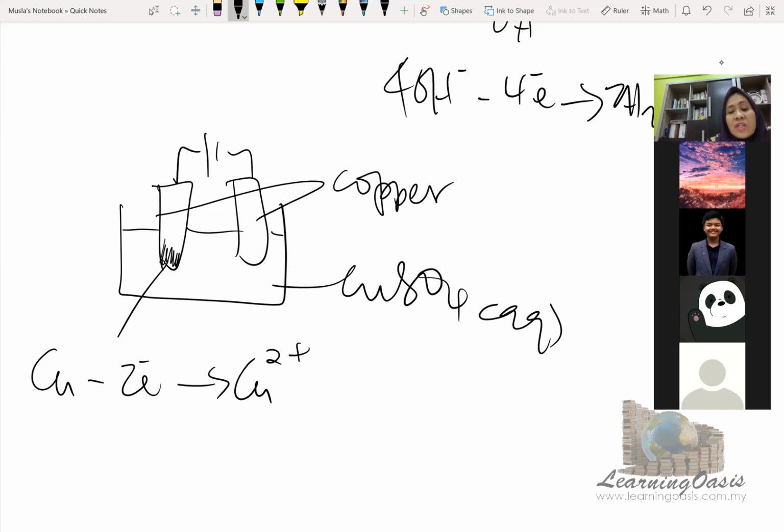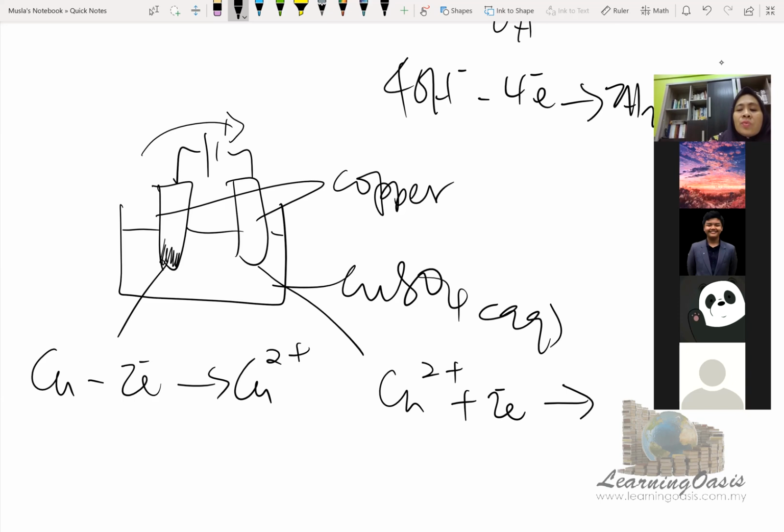If they ask you what is your observation, anode corrodes or mass of copper decreases, or copper anode gets thinner, anything the same as that, it means the same thing. So now electron travels from anode to cathode. Now at the cathode, what happened? Cu2+ copper ion plus 2 electrons to become copper. So copper ion is copper. So what's your observation? You have brown deposit of copper. Solid. Now, what is another observation here?